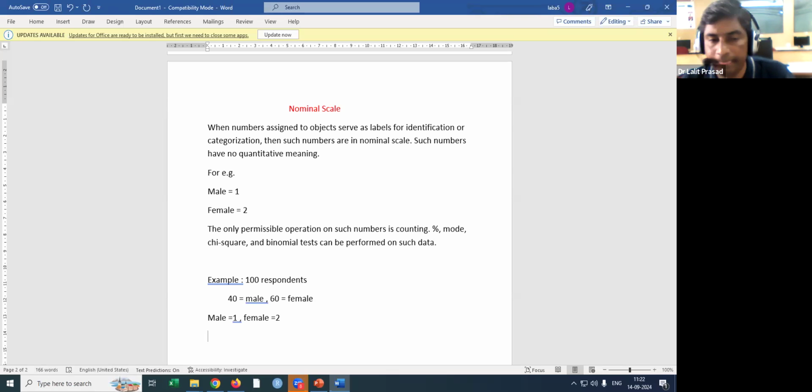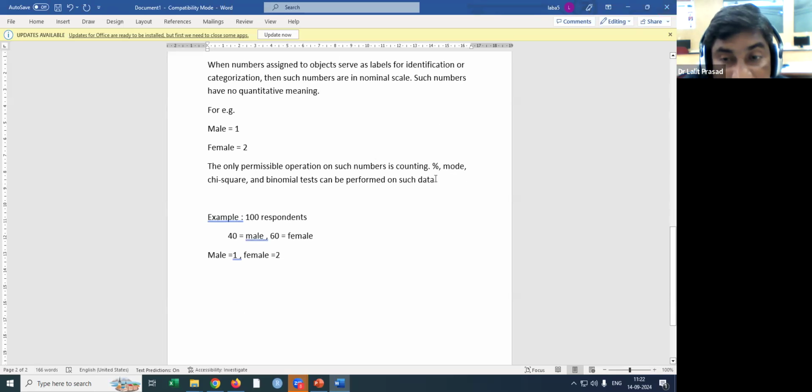So what will happen? This is the situation. There will be an Excel sheet. In that Excel sheet, there is a variable known as gender. And in that particular gender column, male, female, male, female, or 1, 2 will be there, in which 60 female and 40 male will be there.